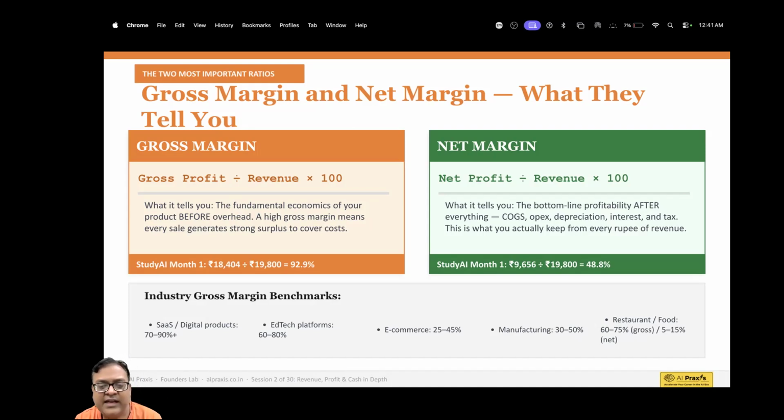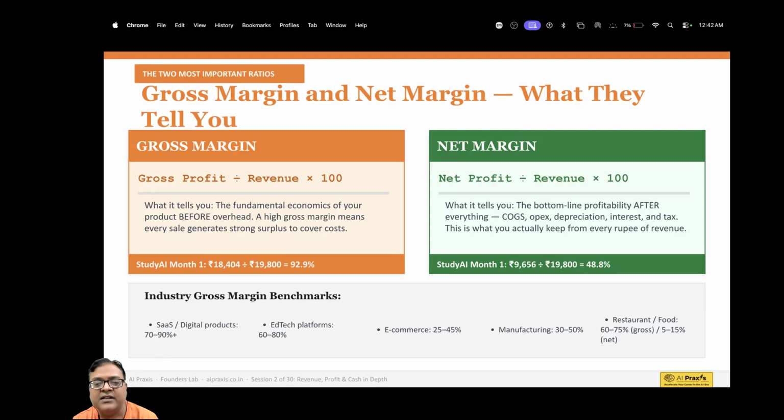On the other hand, if you look at the net margin, which is like a take home, so this is net profit divided by revenue into 100. This is the bottom line. Now, why do we call it the bottom line? Because revenue sits at the top, so therefore it's called top line. I also said that revenue is called the sales, and net profit is at the bottom, so therefore it's bottom line. So the bottom line is profitability after everything, that is COGS, OPEX, depreciation, interest and tax.